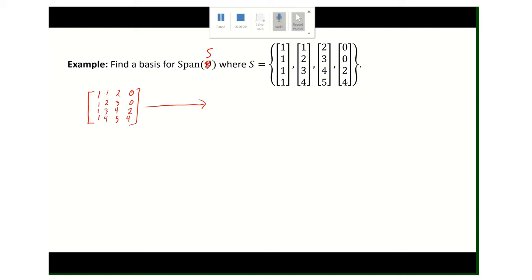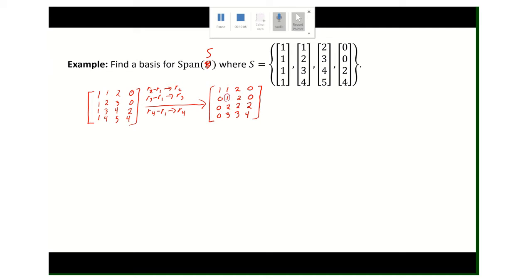So I'm going to do a whole bunch of steps together here at once. I'm going to say row 2 minus row 1 is the new row 2. Row 3 minus row 1 is the new row 3. And row 4 minus row 1 is the new row 4. So instead of doing it a whole bunch of steps, I'm just doing them all at once. So here we get 0, 1, 2, 0. We get 0, 2, 2, 2. And we get 0, 3, 3, 4. Okay, so I did a whole bunch of them at once.